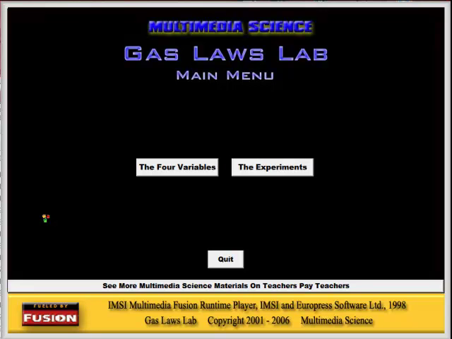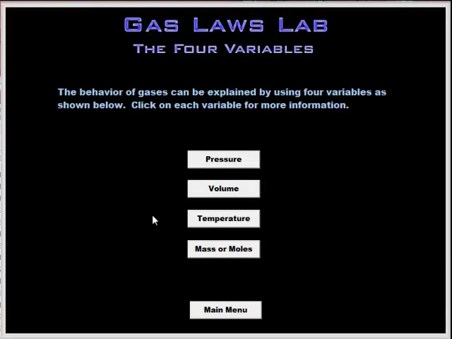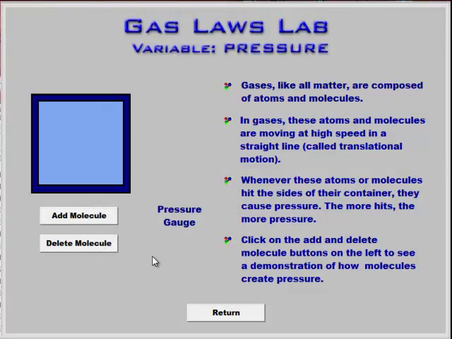In this video, we'll be talking about Multimedia Science's Gas Laws Lab software. First thing that we'll look at is a very quick overview of the four variables that have to do with the gas laws. There's pressure, and every single time that a molecule or an atom hits the sides of the container, it increases the pressure.